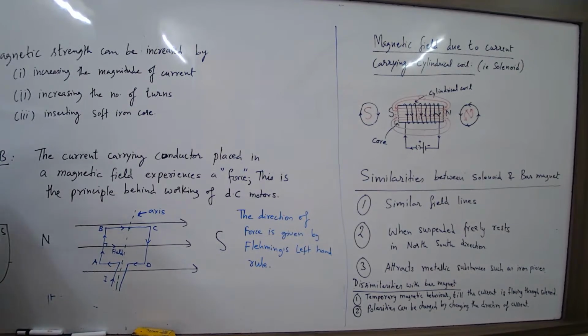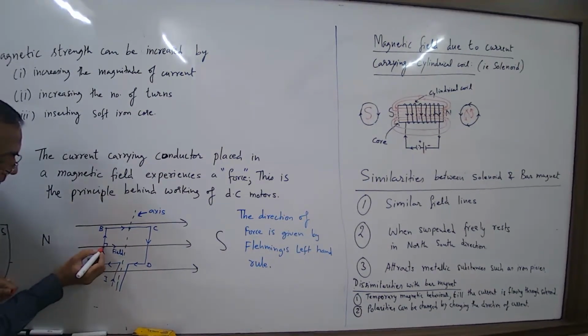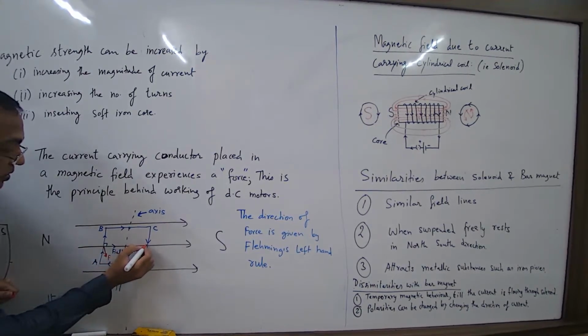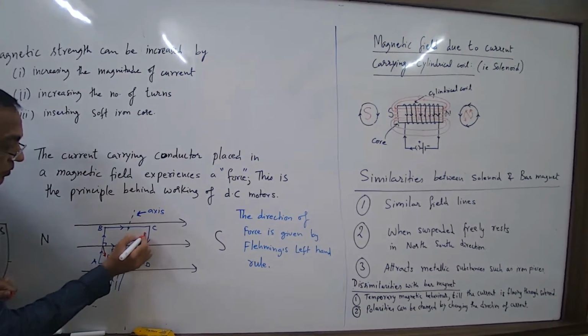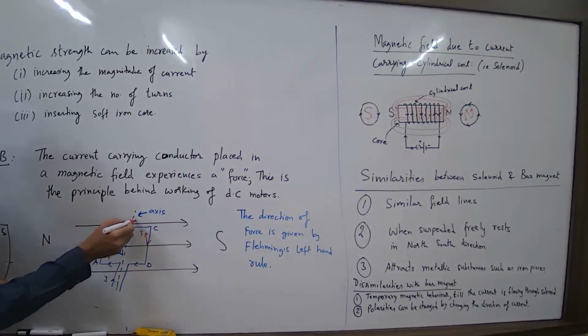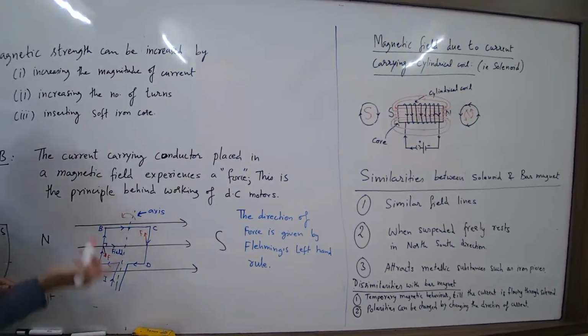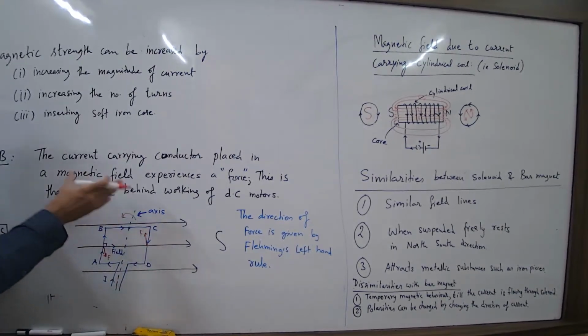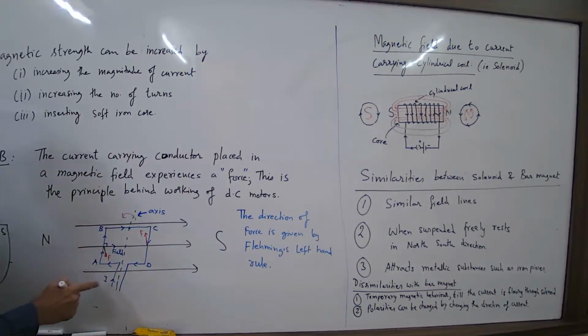ठीक है? तो देखो, तो यहाँ पे फोर्स कहाँ लग रहा है? नीचे की तरफ लग रहा है. F. और यहाँ पे सेम फोर्स कहाँ पे लग रहा है? ऊपर की तरफ. So a couple is acting, right? And the coil will begin to rotate in this direction. ठीक है? अब जैसे ही 180 डिग्री टर्न हुआ, ठीक है?